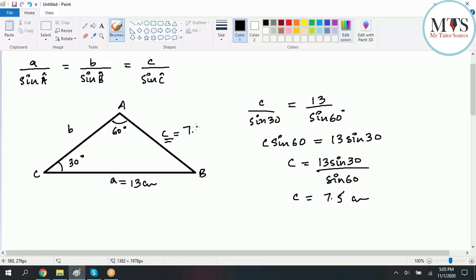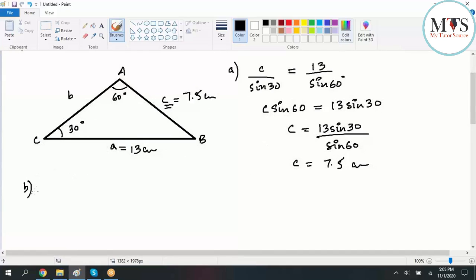So now we have the length of c. Now they can ask you to find angle B. How would we do that? First you would think you need to find the length of b, but it's easier to find the angle B first, because we know that the sum of angles is 180, and we already have two angles. So we do 180 minus 60 minus 30, which equals 90. So B would be 90.